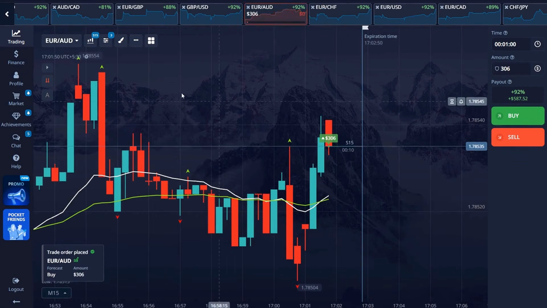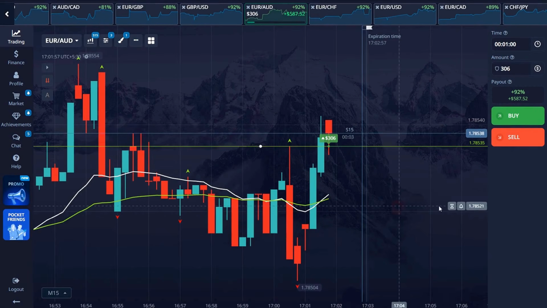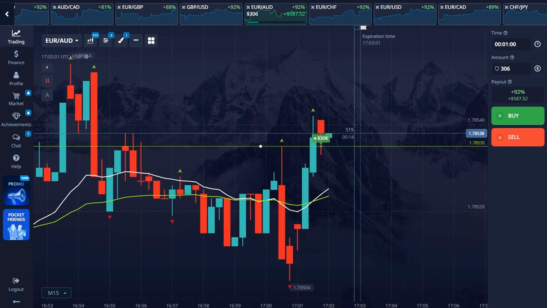Buy setup: EMA sloping upward, price above EMA 20 and 50. When price breaks and closes above the up fractal, enter a buy trade.